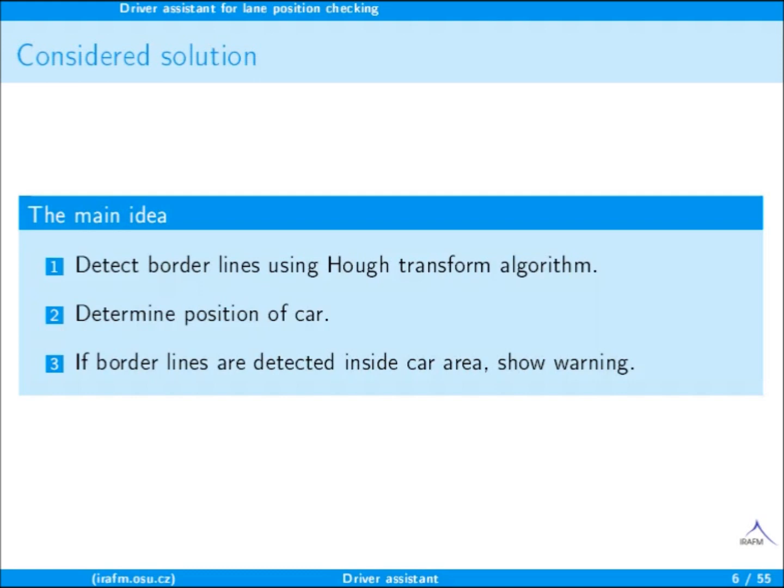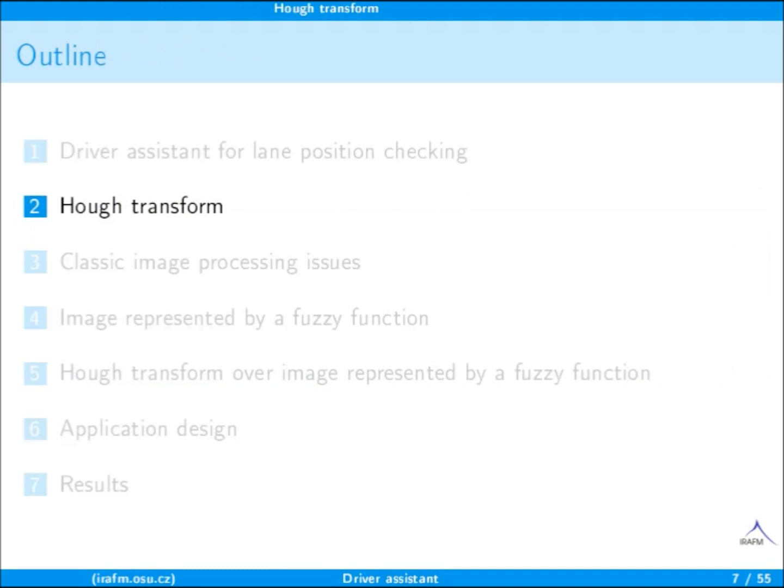At first, we want to detect lines painted on the road. For the detection, we will use Hough transform. Then we determine the car position relative to the detected lines. And finally, if the car is detected near some line, we will show a warning. As I said, we plan to use Hough transform, so I will briefly show you how it works.